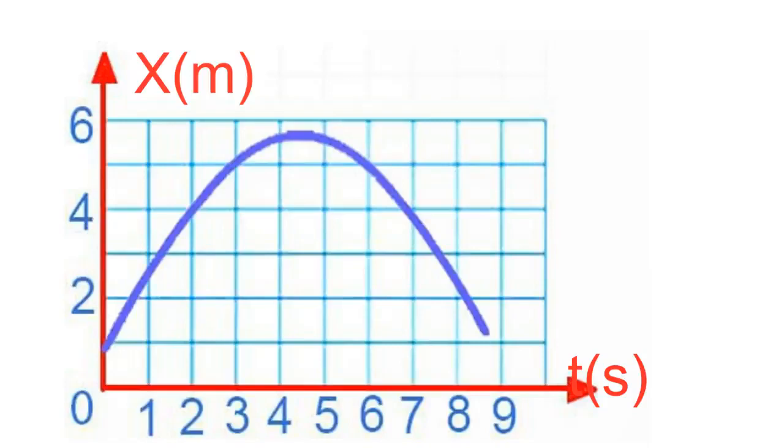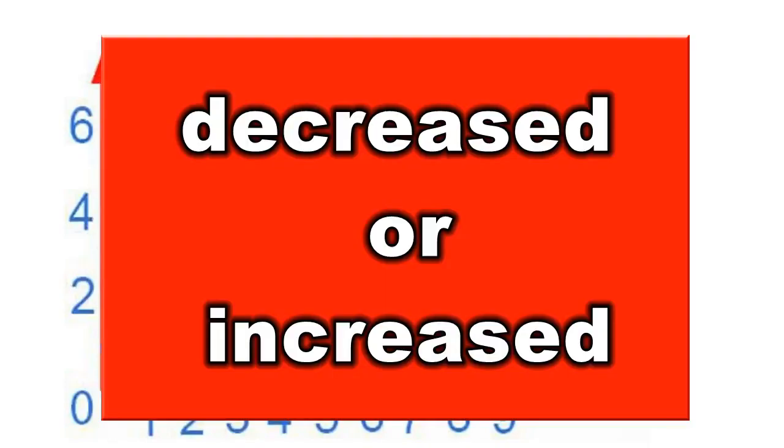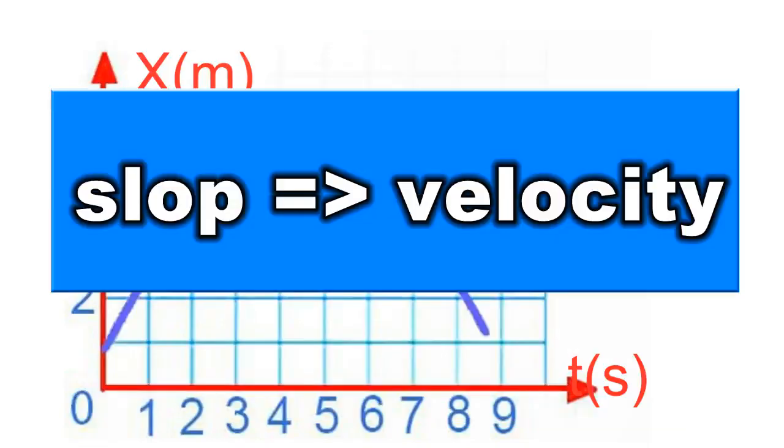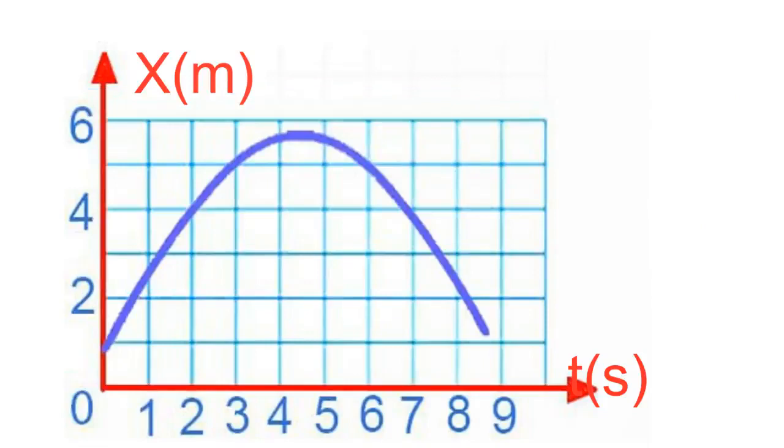In this section we want to examine the velocity changes. How can we understand from the graph whether the magnitude of the velocity has decreased or increased? The main thing is to use the slope of the graph. Wherever the slope of the position-time graph decreases, the velocity decreases and vice versa.